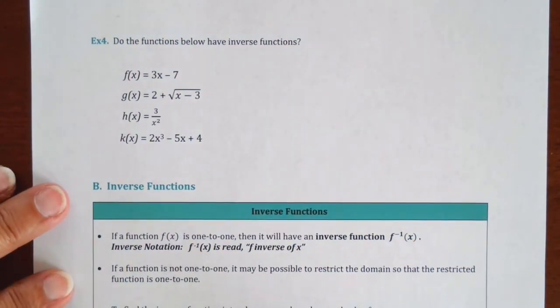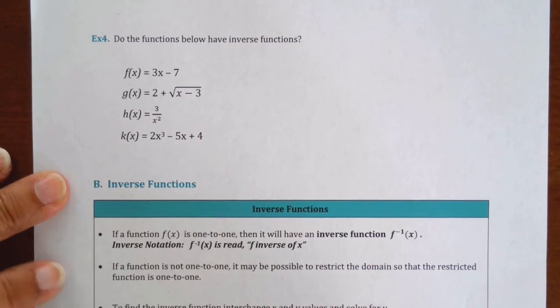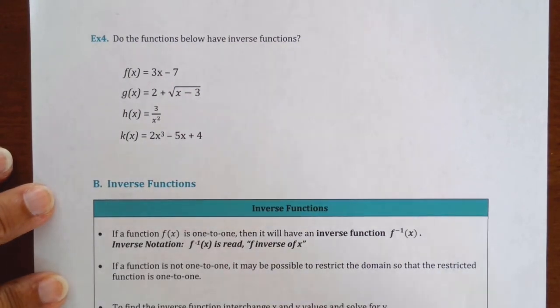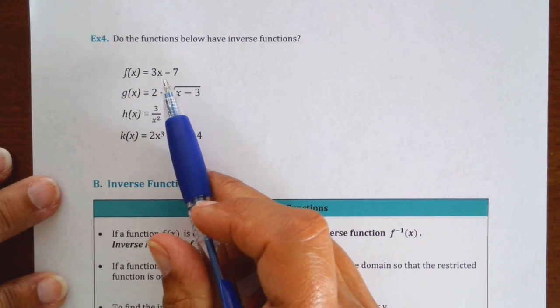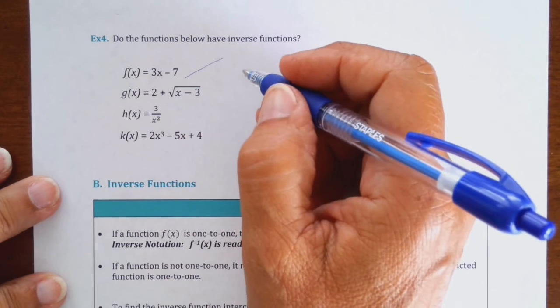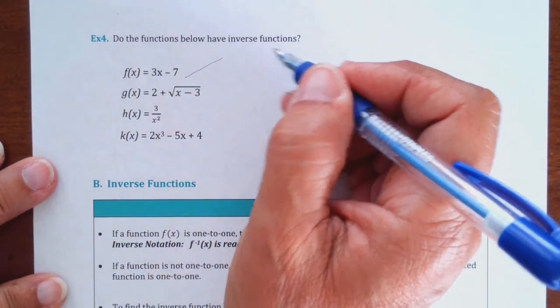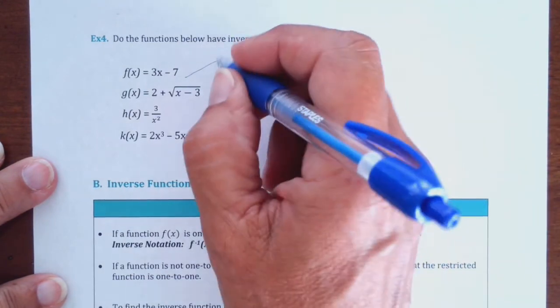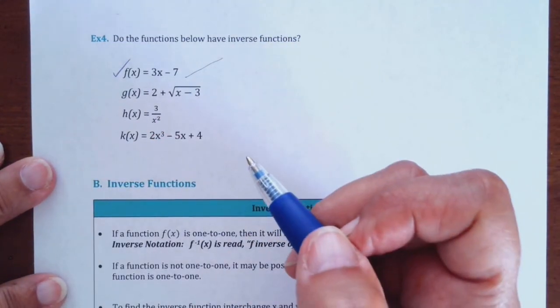This next part asks you if these functions have inverses. You're more than welcome to graph these on your calculator, or if you know a little bit about them, that's all you need to know. So 3x minus 7 is a straight line, which keeps increasing like that. So this is one-to-one. And if they are one-to-one, then they would have an inverse. I'm going to check the ones that work. So that does have an inverse.